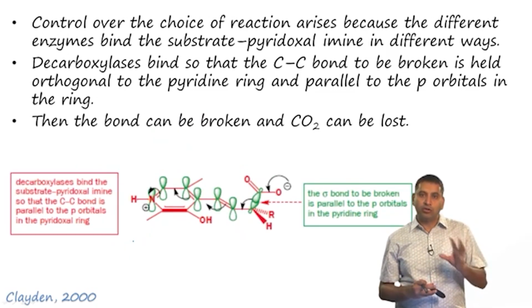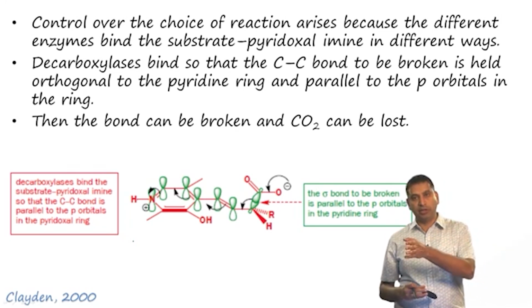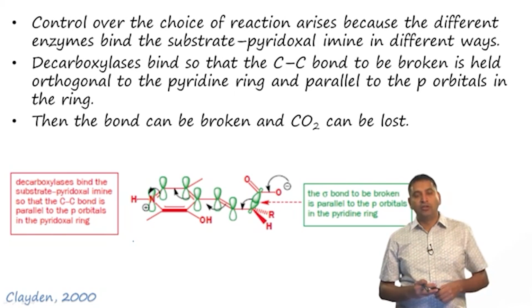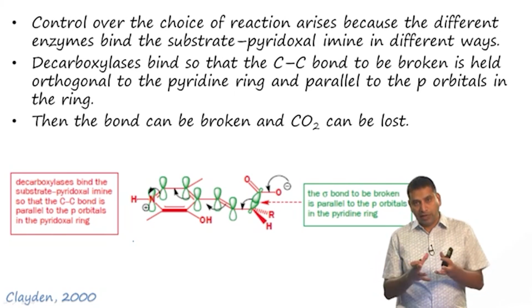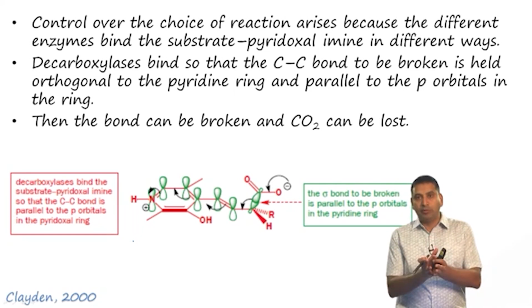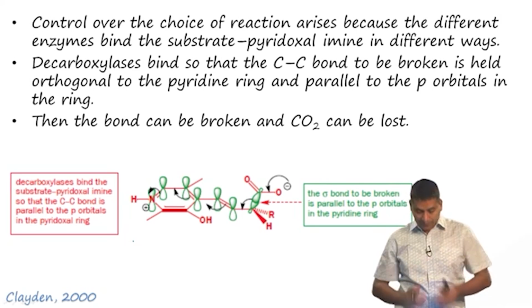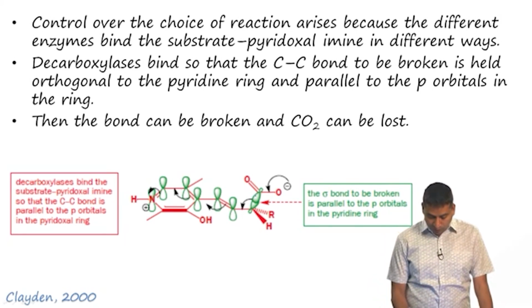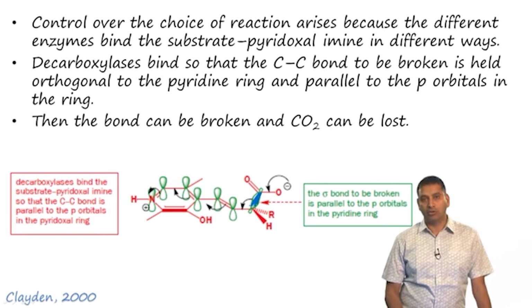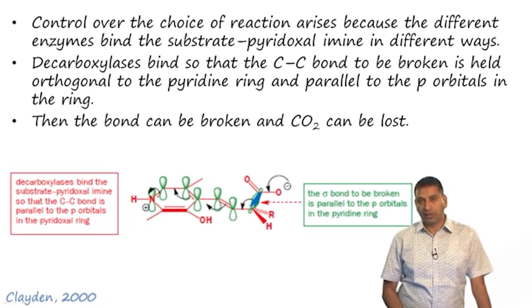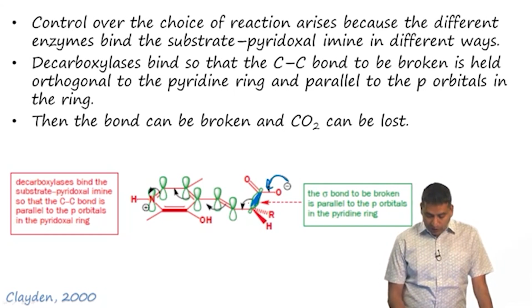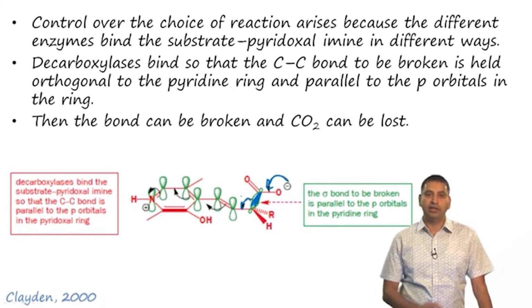Now, control over the choice of reaction arises because the different enzymes bind the substrate pyridoxal amine in different ways. Decarboxylases are enzymes which bind such that the carbon-carbon bond that is to be broken is held orthogonal to the pyridine ring and parallel to the p orbitals in the ring. So, if decarboxylation were to occur, this is the key bond that has to break, and this is held perpendicular or orthogonal to the olefin, right. Now, you can push arrows and it is going to result in the decarboxylation reaction, and carbon dioxide can be lost.